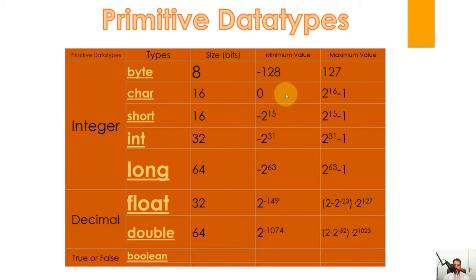But you don't have to worry about these minimum and maximum values, because as long as you know that, for example, a short variable can hold larger values than the byte variable, that's enough. Or for example, as long as you know that the int data type can hold larger values than the short data type, that's enough. So here you can see that the int data type is 32 bits, the minimum value and the maximum value. We've got the long data type, it is 64 bits, minimum, maximum, float, double, and the boolean. So now let's go back to Android Studio.